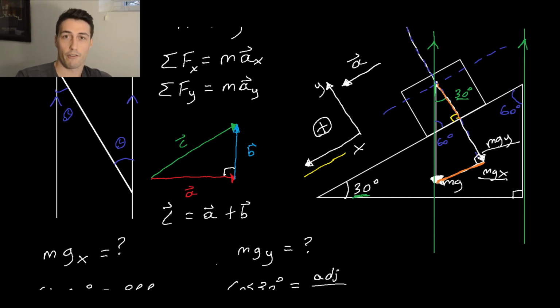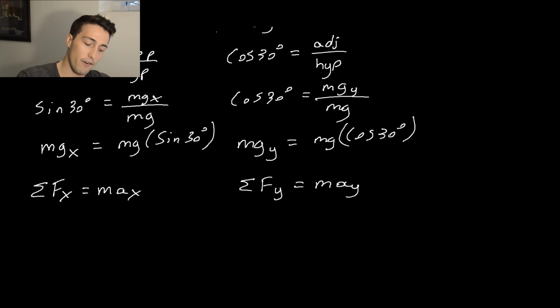But what about the y direction? The y direction, if there was an acceleration, it would be going above the ramp or through the ramp. But right now it's not. So what we can say is that the acceleration in the y direction is 0. So now we're going to get the sum of the forces in the y direction is equal to 0.